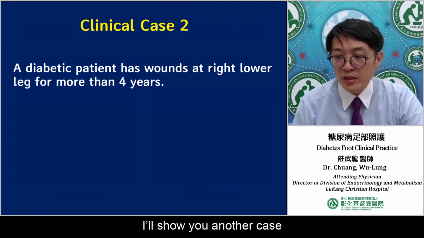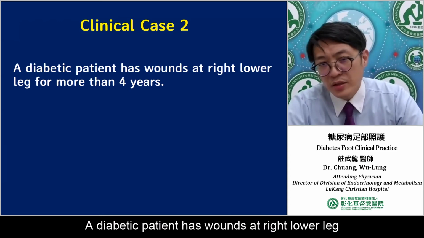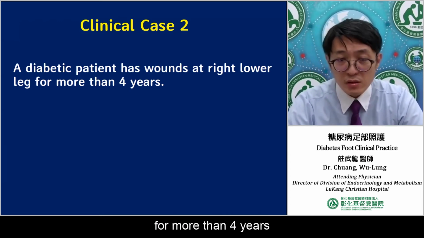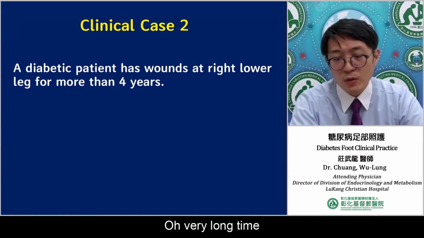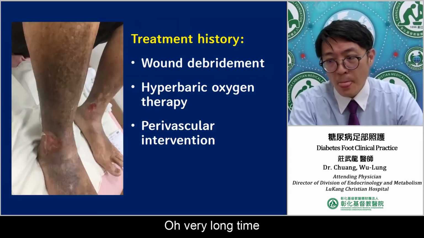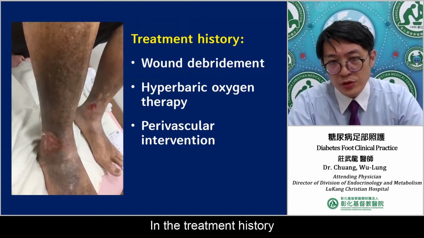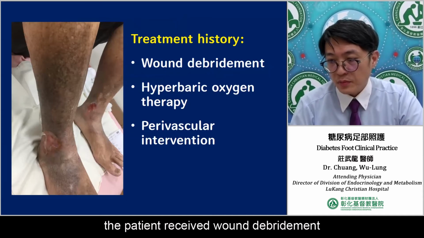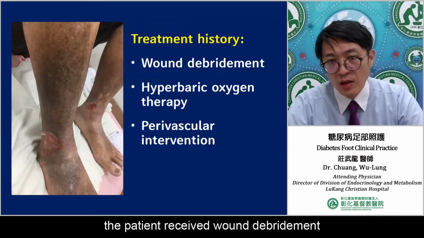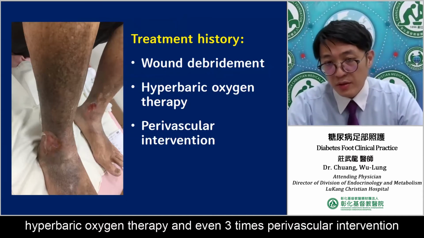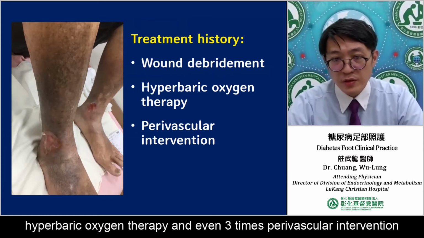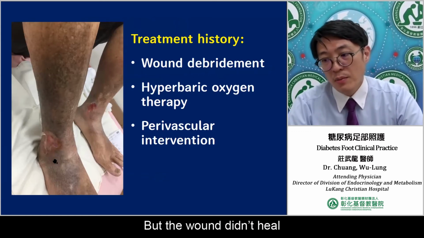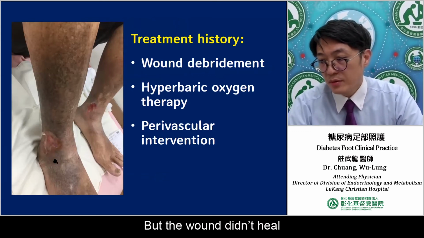And I'll show you another case. A diabetic patient had wounds at the right lower leg for more than 4 years. 4 years. Whoa, very long time. In the treatment history, the patient received wound debridement, hyperbaric oxygen therapy, and even 3 times perivascular intervention at his right leg. But the wound didn't heal.